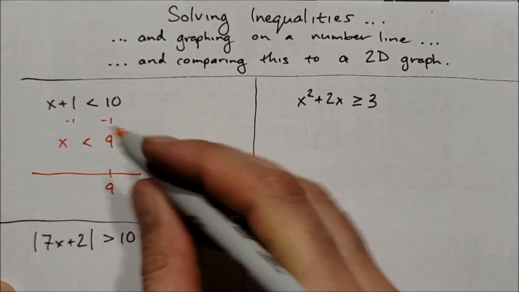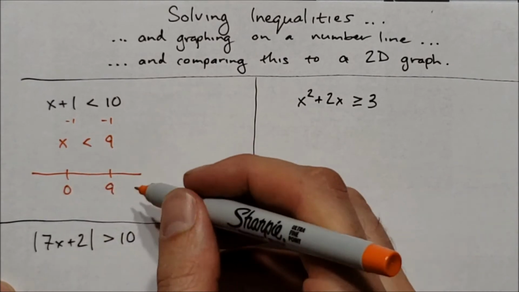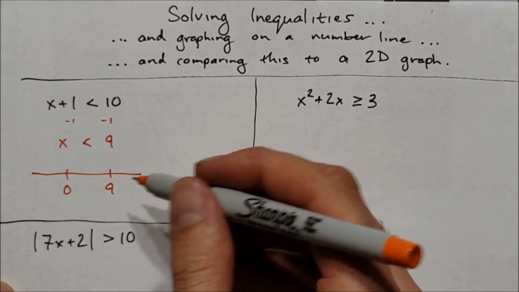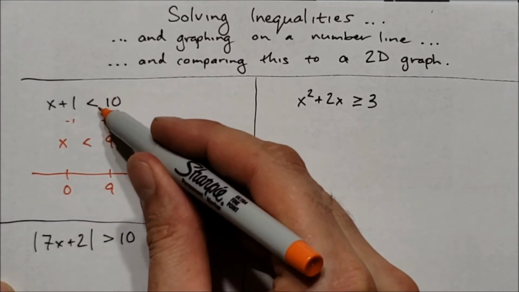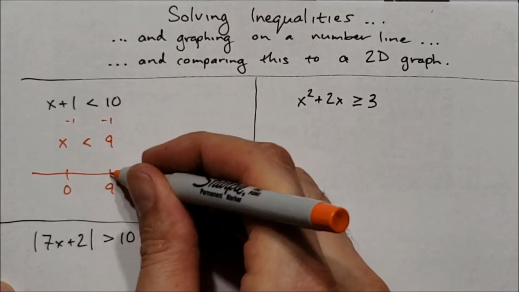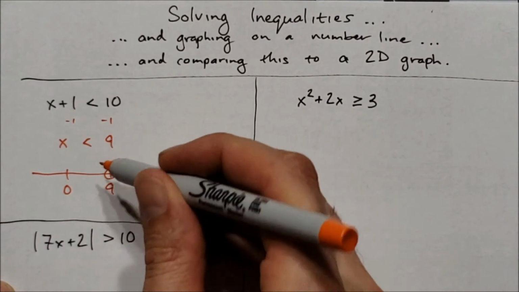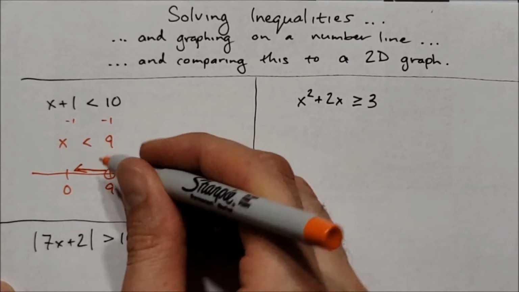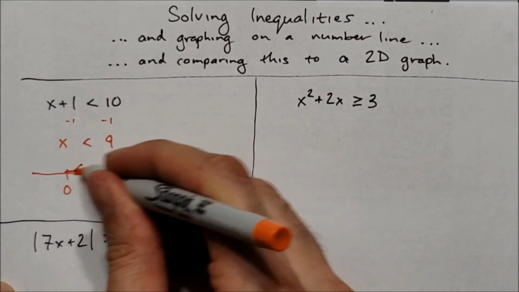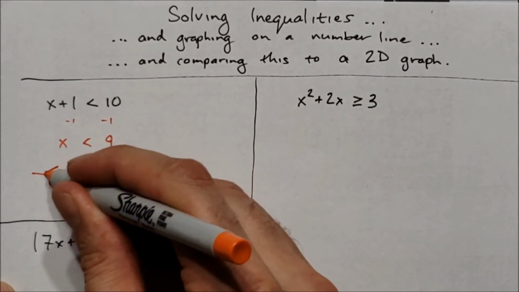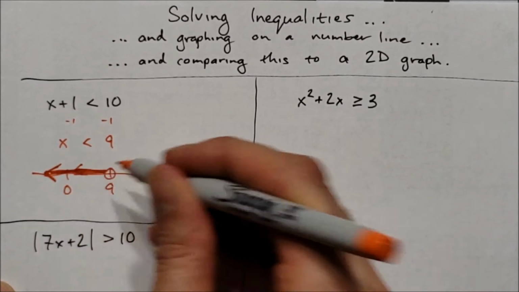We'll put 9 here. I like to put 0 as well as a second point, just as a reference. You can use anything, but 0 is handy. This is strictly less than 9, so we have an open circle. And this is all the numbers that are less than 9, so we're going this direction. You can fill this in as dark as you like, just as long as it is clear which direction you're going.